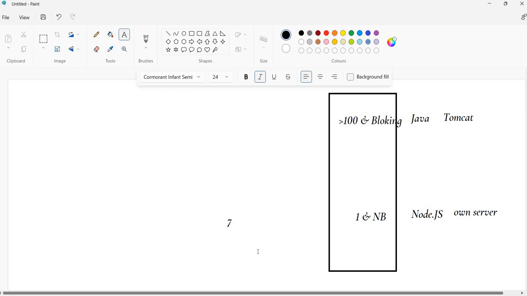So in real time, suppose you want to build applications, if Node.js is working 100 times faster than the Tomcat server, why do we need to learn Java? That's the point. The main purpose of using Java is code reusability.